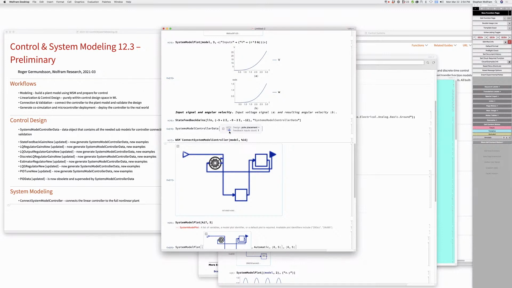Comment from 4D on the live stream. Do these play nicely with stochastic differential equations? And for example, our random process stuff. Not super well.